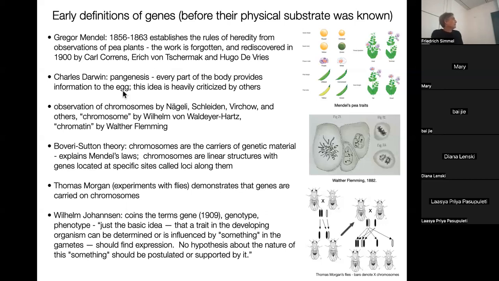Charles Darwin himself had an idea of what genes are, or how information is passed on to the next generation. There's a term called pangenesis. He assumed, and I don't know exactly how to imagine this, that all parts of an organism send information to the egg, and this is passed on to the next generation, and then this information is used to construct more or less a copy of the original organism. That was not really taken up by the biology community.